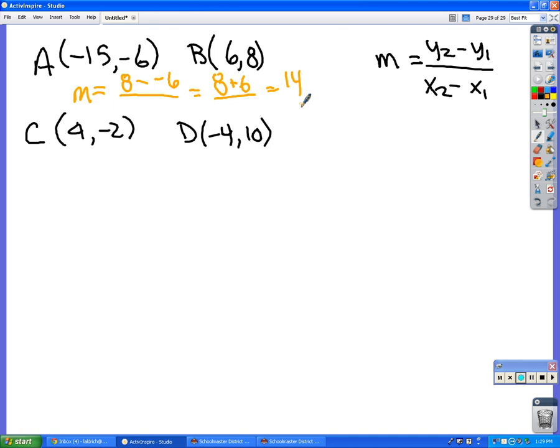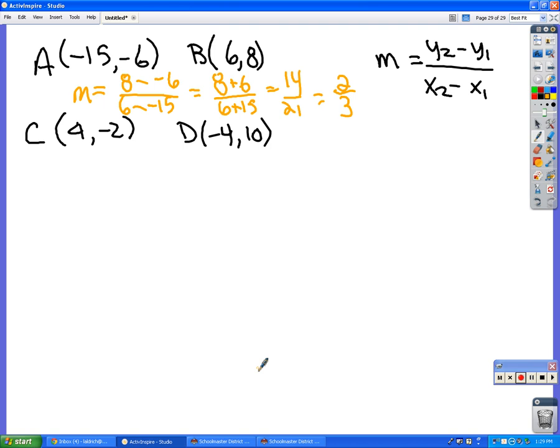Now let's do x2 minus x1. What is the x coordinate of the second point? 6. Minus the x coordinate of the first point is negative 15. So once again, those two negatives turn into positive. So you have 6 plus 15, which is 21. And what is 14 over 21 reduced to? 2/3. Good, because 7 goes into both of them evenly. So the slope of line AB would be 2/3.